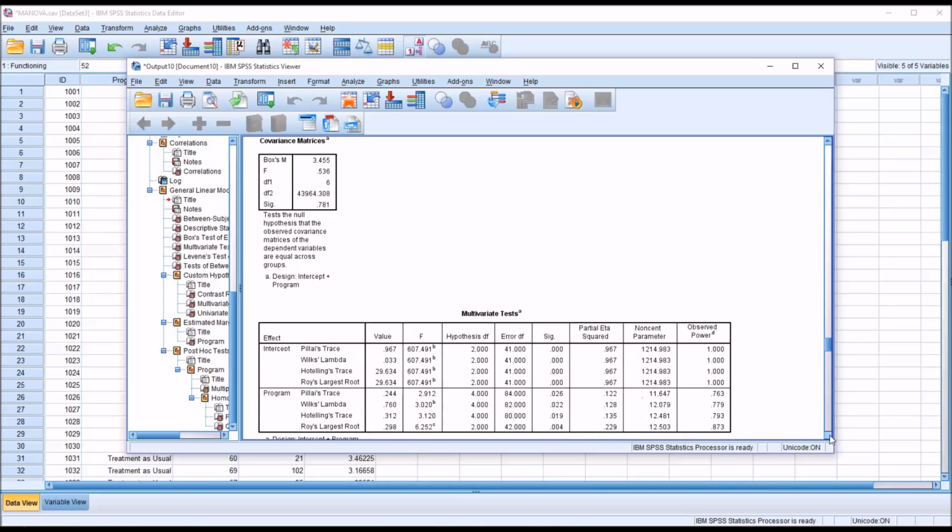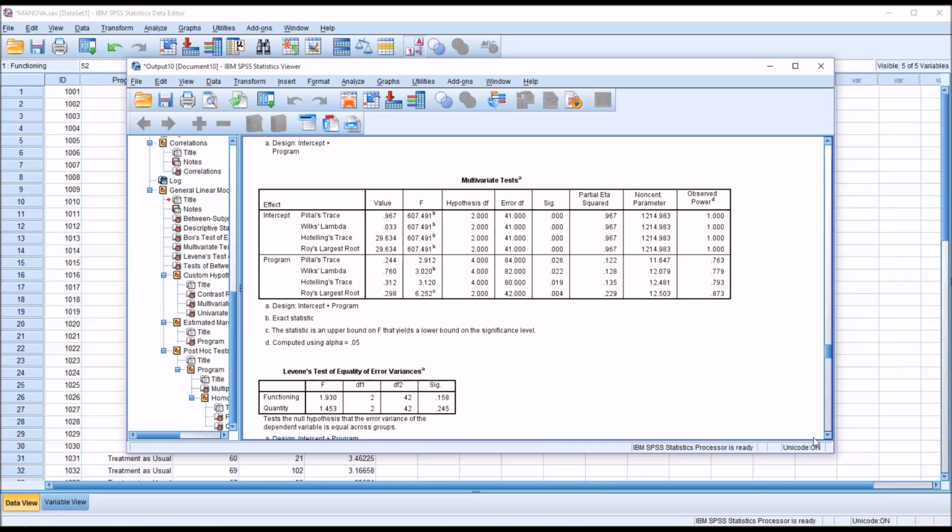Then we'll move down to multivariate tests. So as you can see here, there are four different values that you can interpret, and we're only going to interpret one. And a common way to select which of these we're going to use is based on whether we have met the assumptions for MANOVA or not.